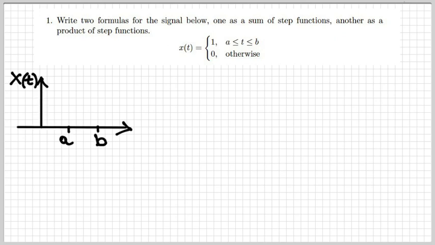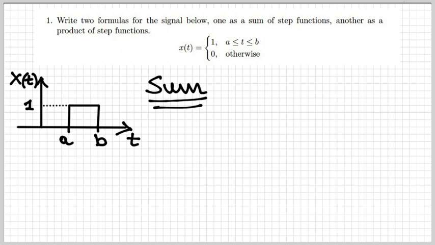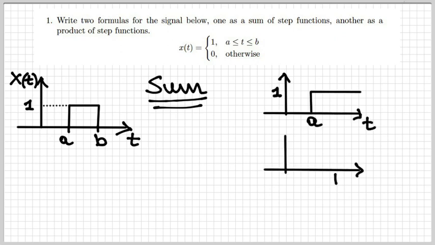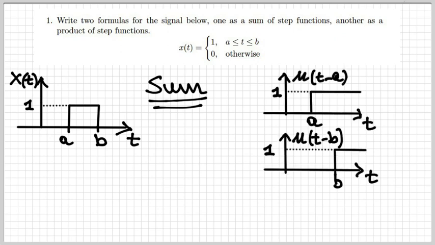Well, first of all, I'm going to draw a representation of the signal x of t. As you can see, x of t is 1 between a and b and 0 elsewhere, right? So it has a rectangular shape. If we want to represent this as a sum of step functions, we're going to need a step function that is 1 from a onwards and another step function that is 1 from b onwards. This is because if we subtract the second one from the first one, then what we obtain is the resulting x of t that we're looking for, which is 1 only between a and b.